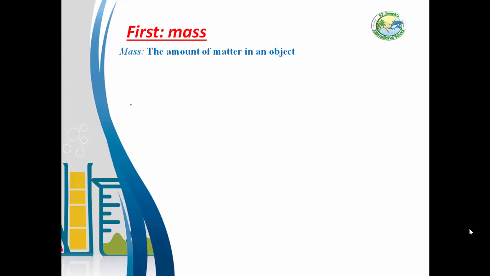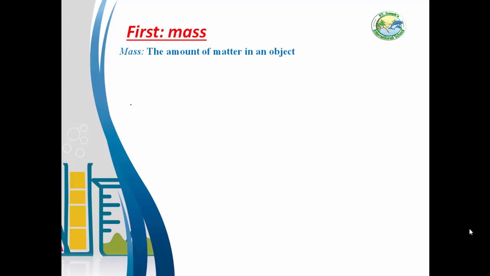The first property of mass is that the mass of an object increases as the amount of matter increases. It means that the mass of 10 apples is more than the mass of 9 apples because the amount of matter, which is apple, increases. So mass increases as the amount of matter increases.